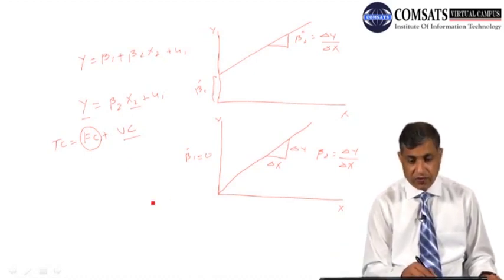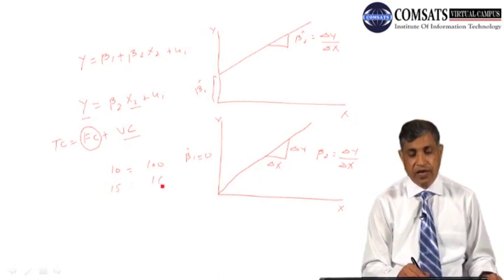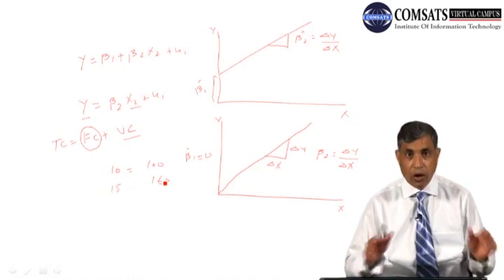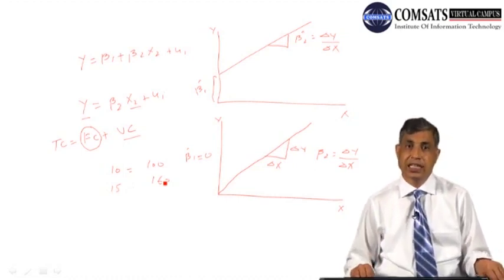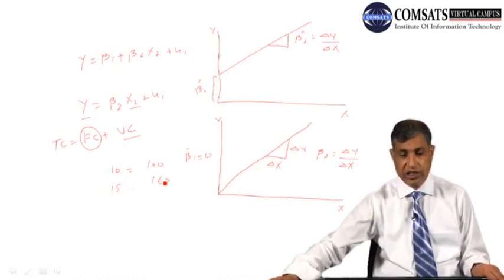What is the variable cost? For example, if you are making 10 units, suppose your variable cost is 100. And if you increase and produce 15 units, this cost may become 160. So this is the situation. The cost theory says now that there is a direct relationship: as the number of units increases, the cost also increases.